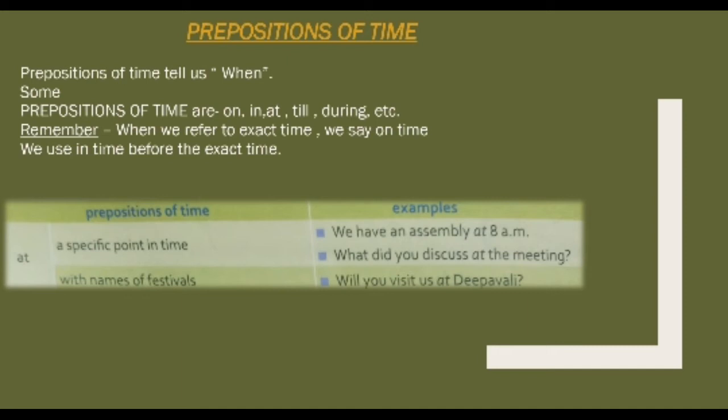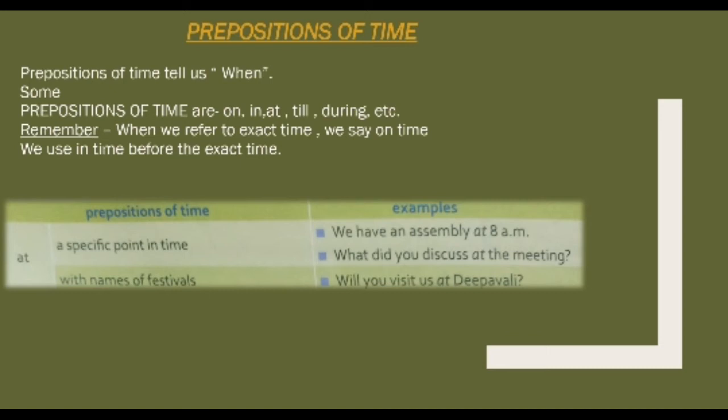Okay, so prepositions of time tell us when. Like some of the examples you can say, at 8 o'clock, at night, at Diwali, in January, in winter, on Saturday. These all are telling us time. So these are the prepositions of time which tell us when, कि कब हुआ है कोई work.